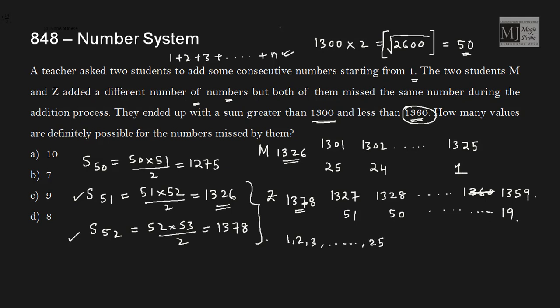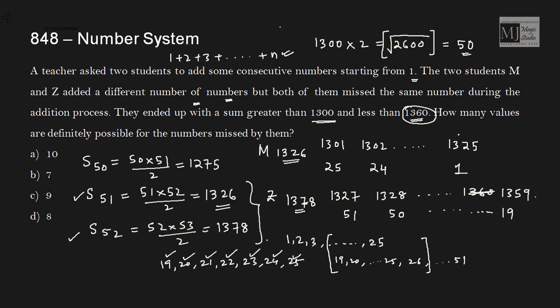And for Z, the numbers he has missed out would be 19, 20, 25, 26 till 51. And it's given that they missed out the same numbers. So the possible numbers which they would have missed out are common to these two sets. That is 19, 20, 21, 22, 23, 24 or 25. 1, 2, 3, 4, 5, 6, 7. How many values are definitely possible for the numbers missed by them? 7 values are definitely possible.